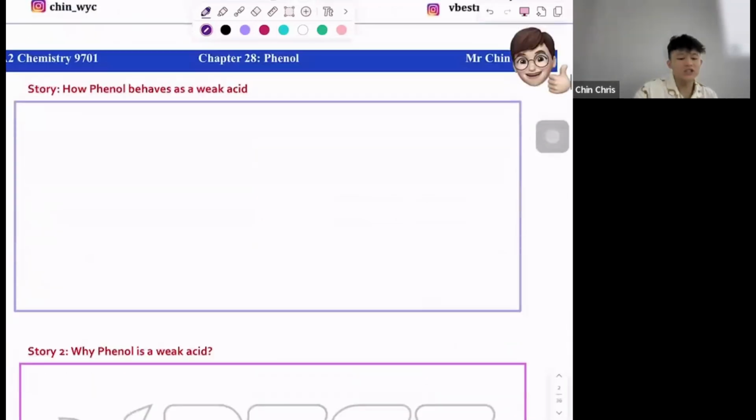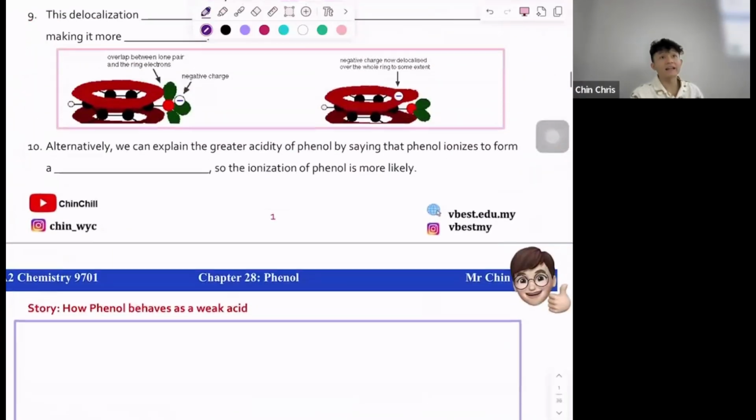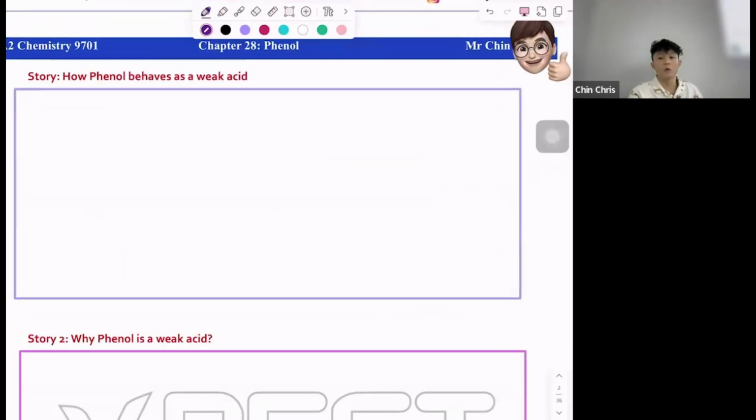I want you guys to look at page 2. Okay, so you skip points 8 and 9 first. Let me explain it on the weak acid first.